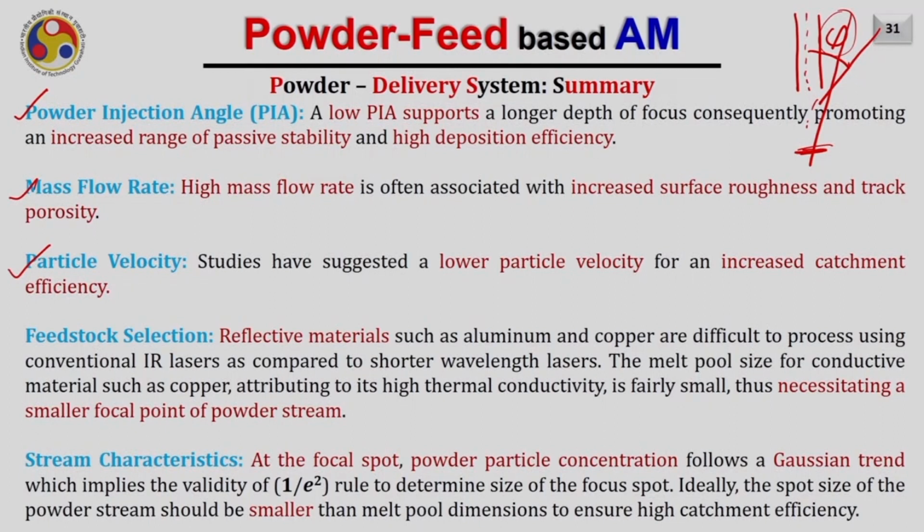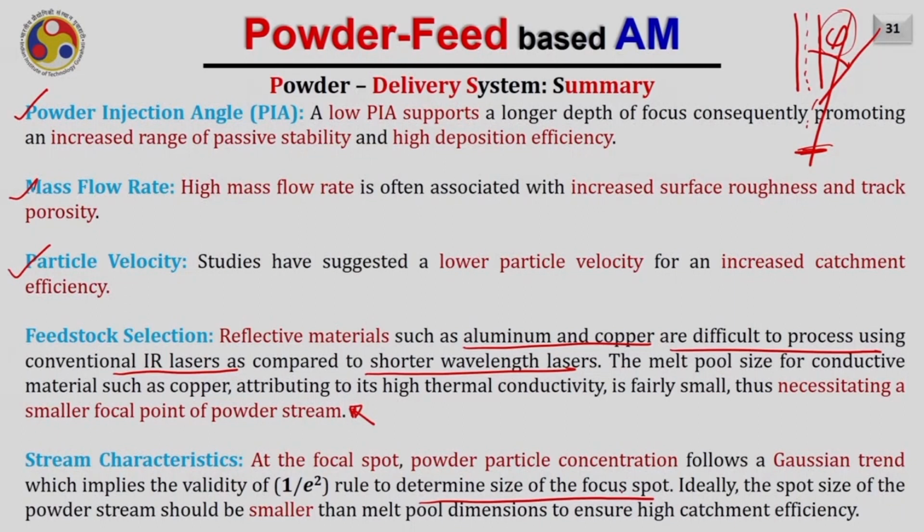It has also been seen that reflective materials such as aluminium and copper are difficult to process using conventional IR lasers as compared to shorter wavelength lasers. The melt pool size for conductive materials such as copper is fairly small, attributed to its high thermal conductivity, thus necessitating a smaller focal point of powder stream if you are dealing with copper-like material. Also we have seen that the stream characteristics at the focal point follow a Gaussian trend, and it validates the 1 by e square rule of determining the size of the focal spot.